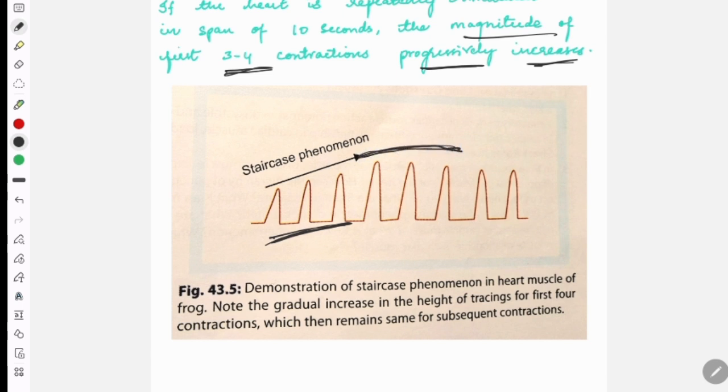Okay, this is called the staircase phenomenon because it looks like a staircase, it is progressively increasing, right? So because it looks like a staircase, that's why the name given is the staircase phenomenon. Okay, so this is all about the properties of cardiac muscle.